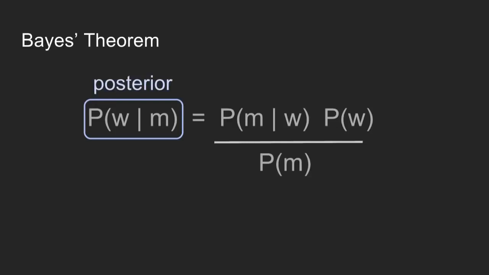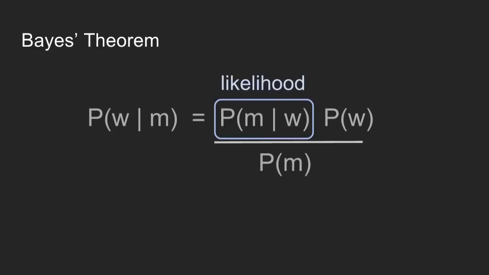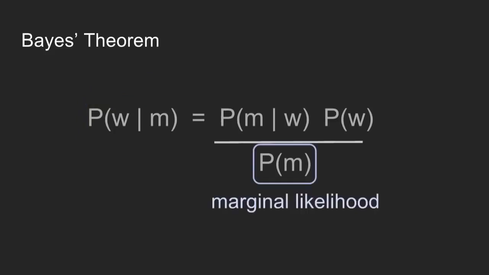So you can think of this as, we start with a belief, we take some measurements and we update it, and then we have a new belief when we're done. This term on the bottom we're going to ignore for the most part. It'll be a constant, but it's called the marginal likelihood.